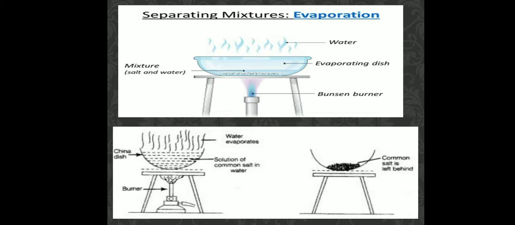You are seeing the picture: the mixture of salt and water, the evaporating dish, and so on. What is left in the dish? It is common salt, because after evaporating the water, the salt is left behind in the dish. The process of separating a salt from its solution by removing water is called the evaporation process. It is defined as the process of conversion of water into vapor. This process is used to separate those mixtures in which one of the components is non-volatile.